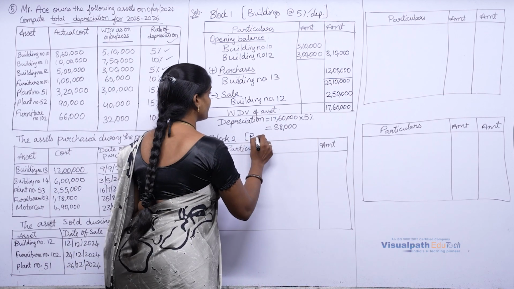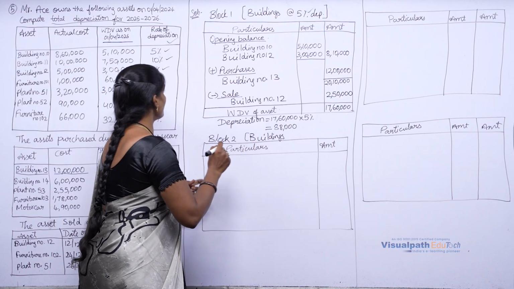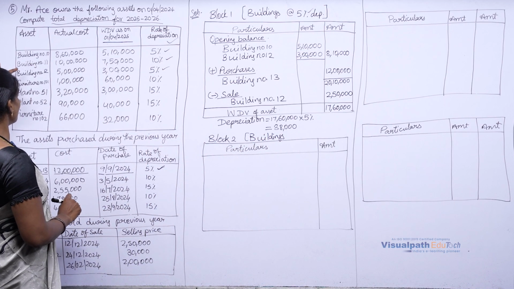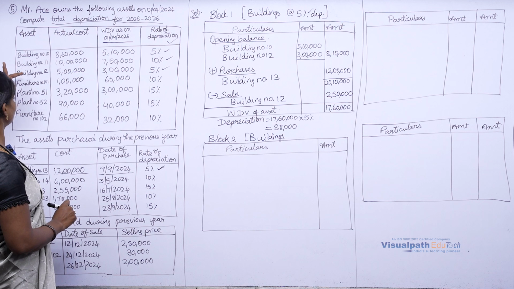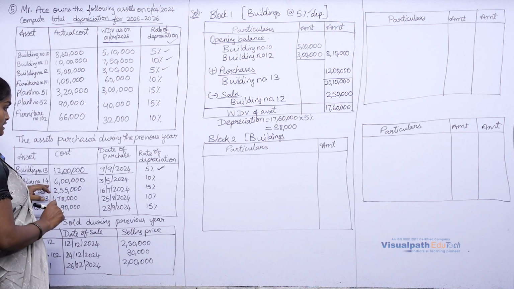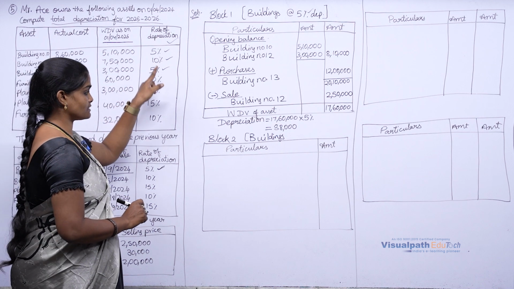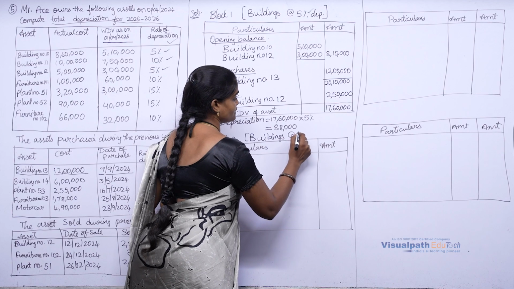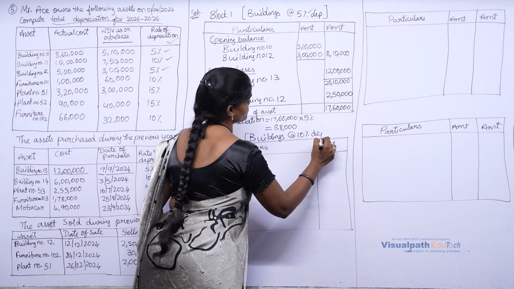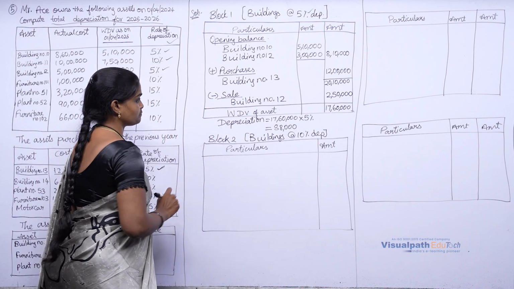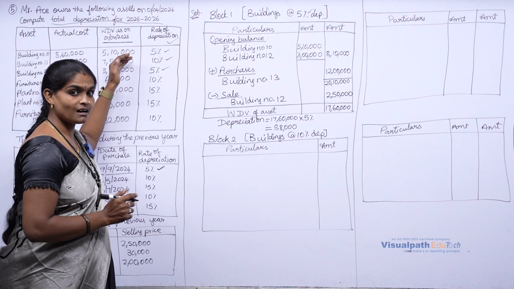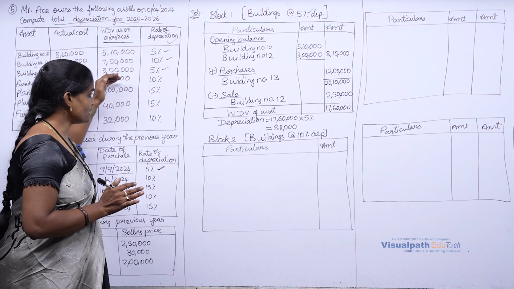Second block, again remaining buildings. Now 5% building is over. Now remaining buildings, you have building 11 and here building 14. So which is of 10%. All buildings at 10% depreciation. Clear? Now first, how many assets are already existing in the business? That you have to check.